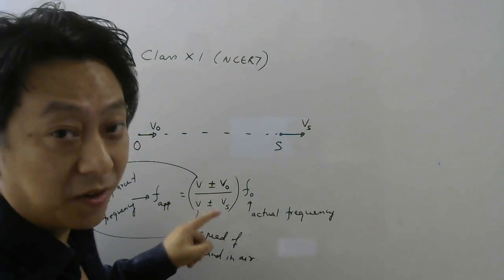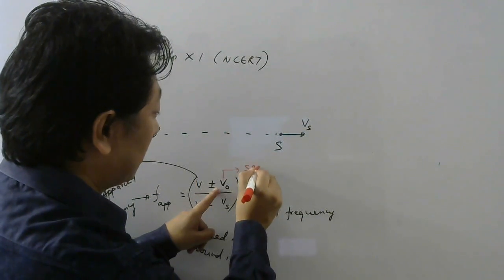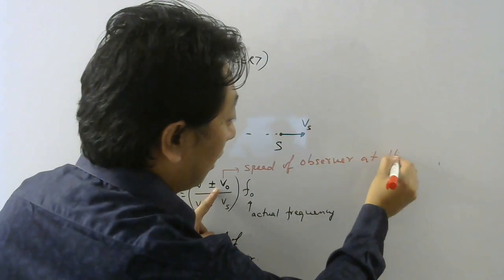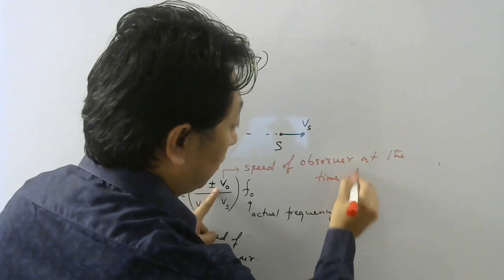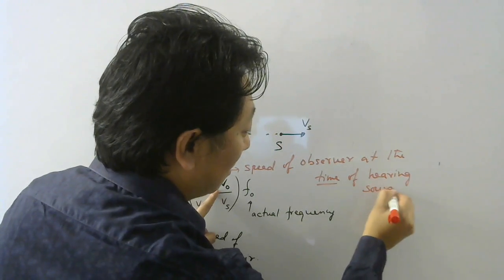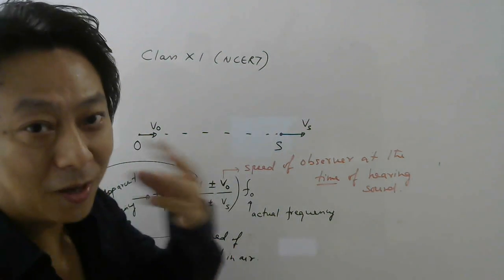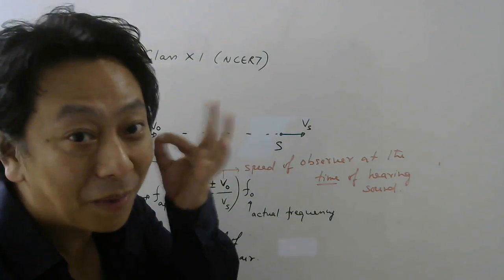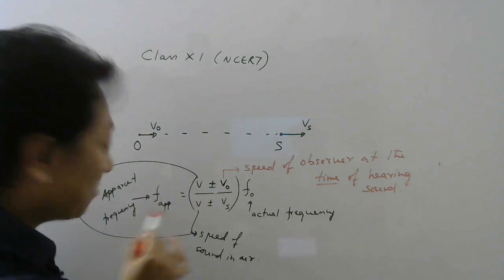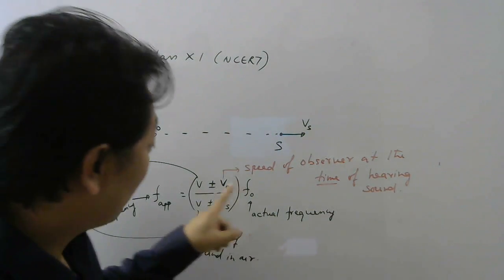Now, what about VO and VS? Listen very carefully. VO is the speed of observer at the time of hearing the sound. At the time of what? Hearing the sound. Now, when we say this is the apparent frequency of the sound heard by the observer, it is obviously at some particular time, right? At some particular time, he is hearing the sound to have this much frequency. So at that time, whatever is the speed of the observer, that is VO.